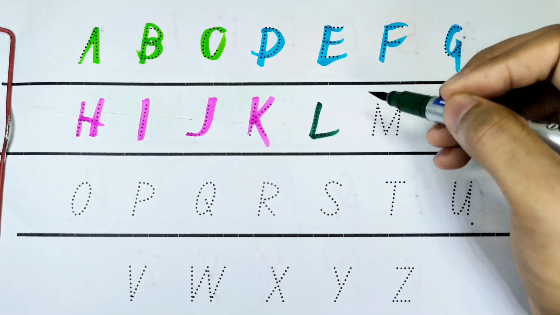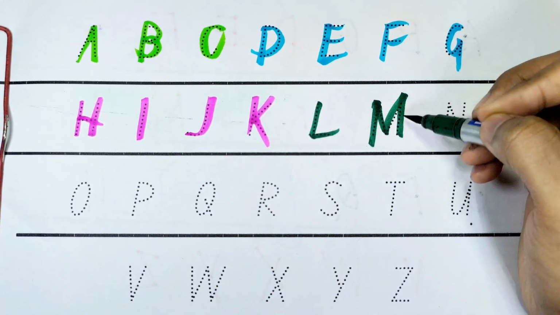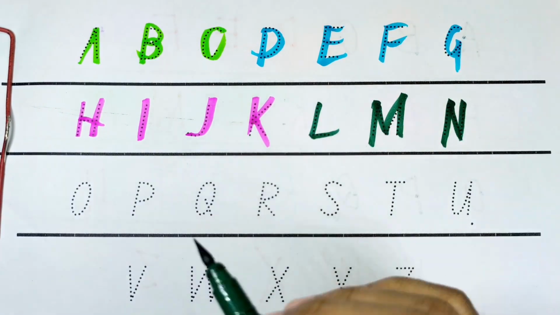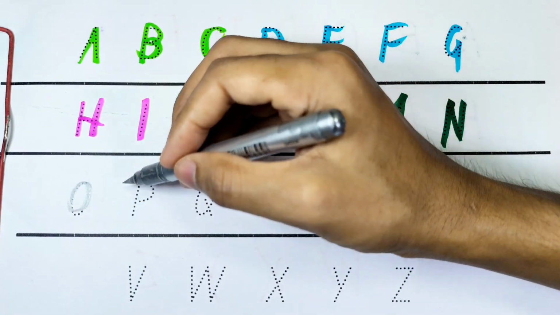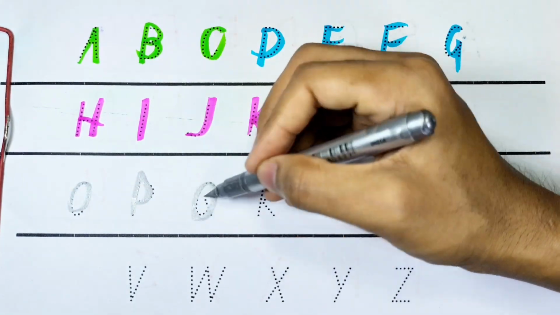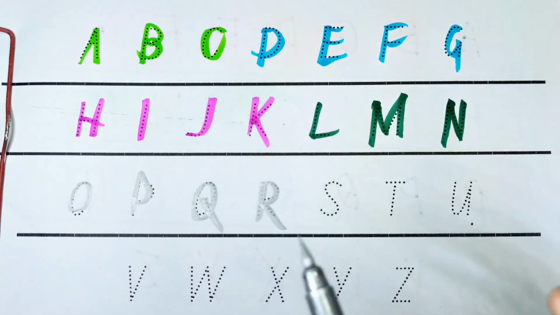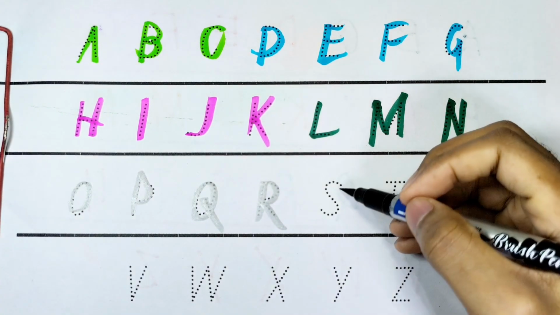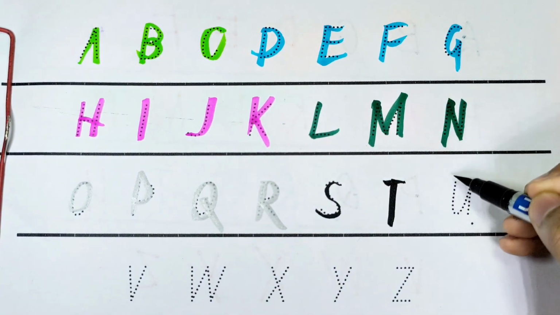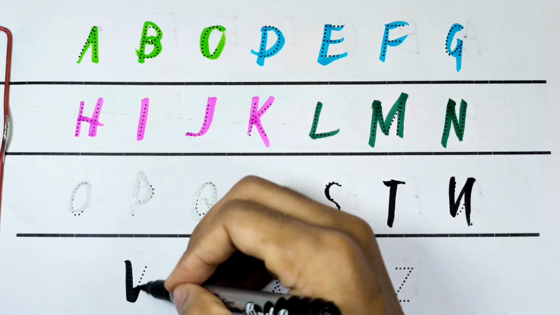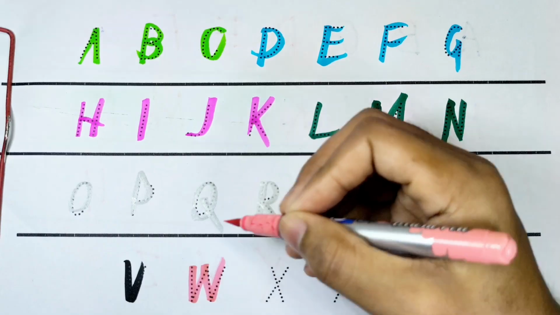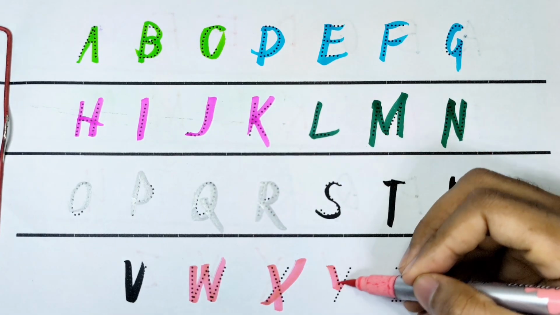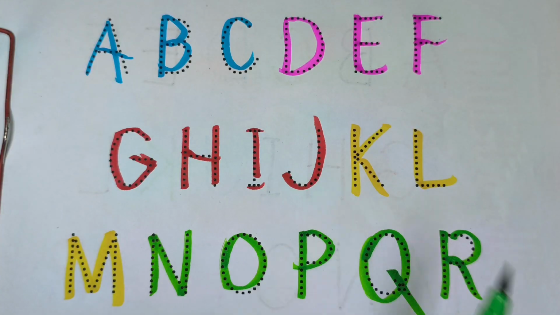Yes, L for lemon, M for moon, N for nose, N for nest, silver color. Now we're writing the alphabet of O. P, Q, R for rose, R for rice, black color, S, T, U for umbrella, and the next one is V. V for van, V for vanilla. Now we're writing the alphabet of W. W, X, Y, and the last one is Z.